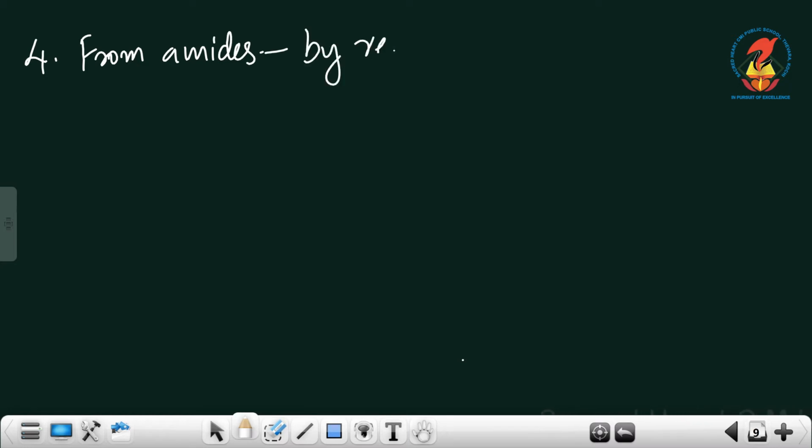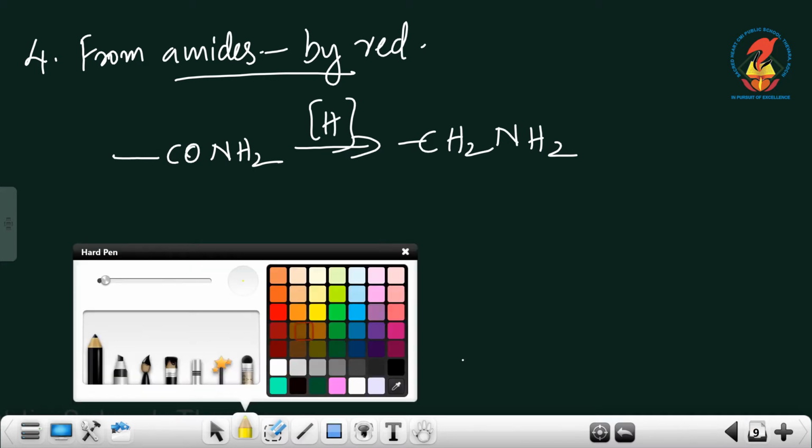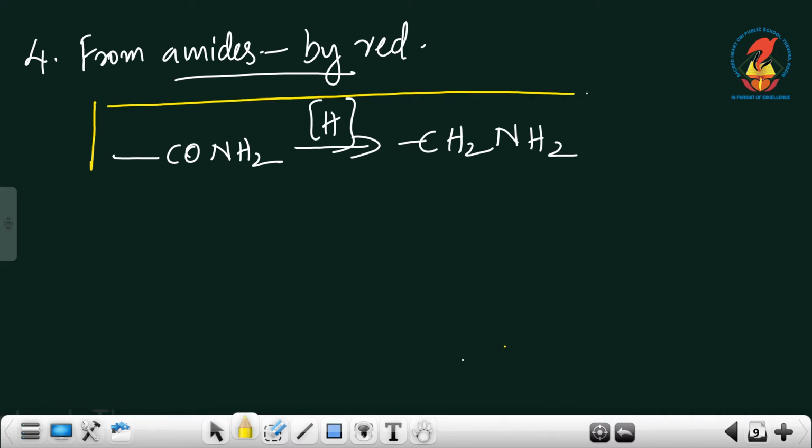Amides by reduction. We know that the amide functional group is CONH2. An amide, CONH2, can be converted to CH2NH2 by the same reduction method. So note down, amides can be converted to CH2NH2 by reduction.